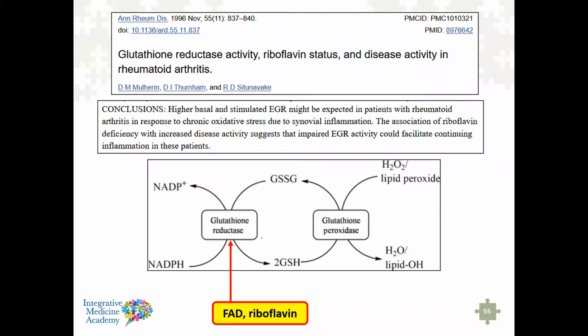FAD is a cofactor in glutathione reductase. Okay. That word reductase means we're reducing oxidized glutathione. We're taking oxidized glutathione that's in an unstable form chemically, and we're reducing it back to its active form. And the reducing means that there are electrons being donated to it to help stabilize the compound as far as its electrical charge.